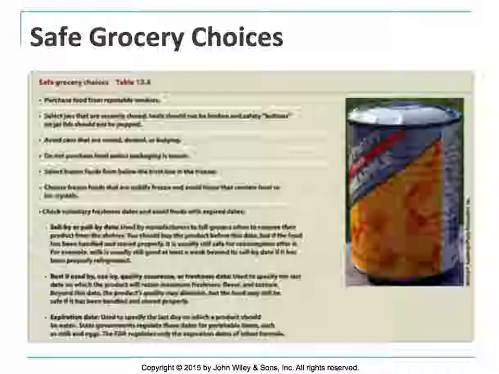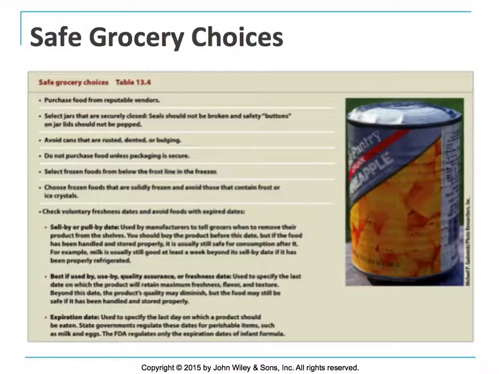Now, this is where things get kind of confusing. If you look at expiration dates, you know that there's a sell-by or pull-by date sometimes. That just means that that's the date that the supermarket should have the product off the shelves by. It doesn't mean that the product is bad. In fact, the product is still safe for consumption following a sell-by or pull-by date.